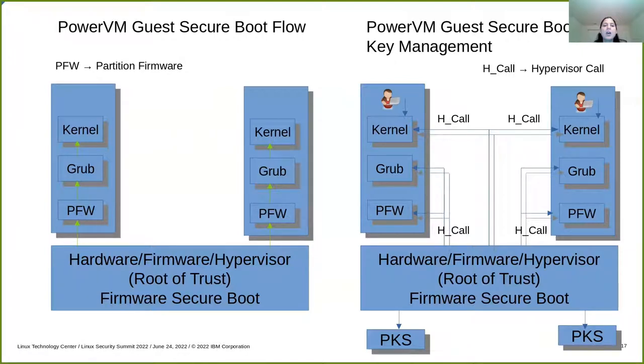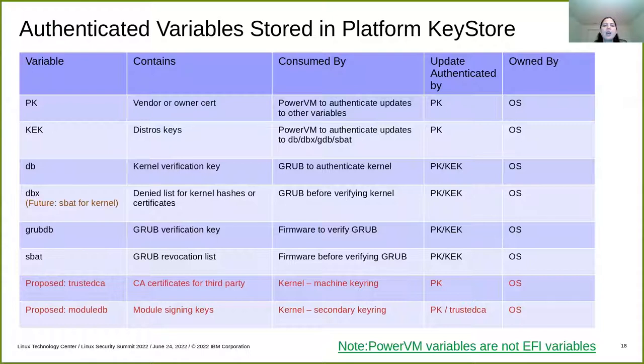So now we understand what we are trying to expose and where we are trying to use these keys. Next, I would give a brief of the various objects which we are storing or maintaining in the platform keystore for the purpose of secure boot. We call them authenticated variables, because these variables are signature verified before they are updated. We have the platform key and KEK, which are mainly used by PowerVM to authenticate updates to other variables. Then there is DB key, which is the kernel verification key, and grub DB, which is the grub verification key.